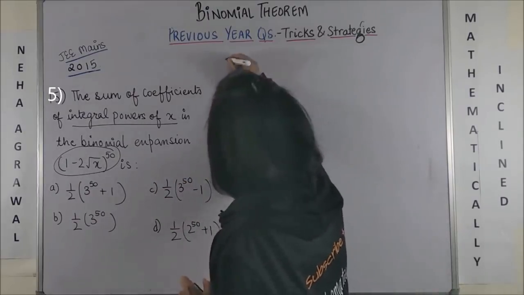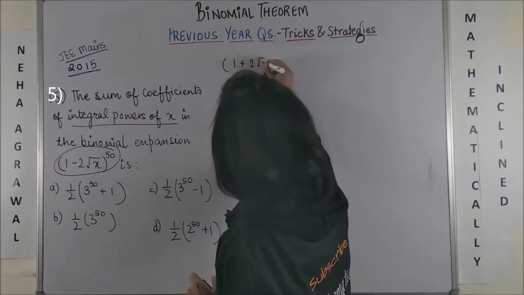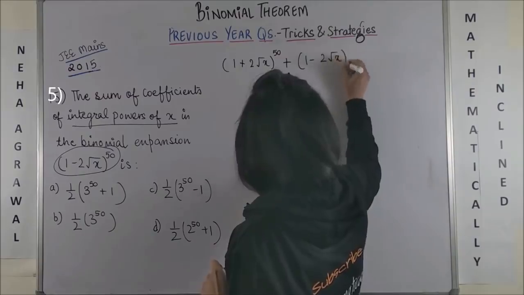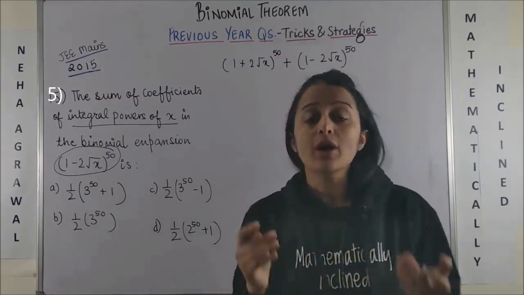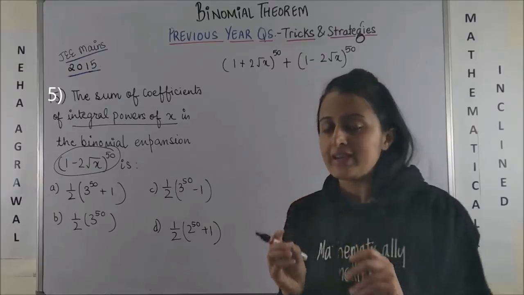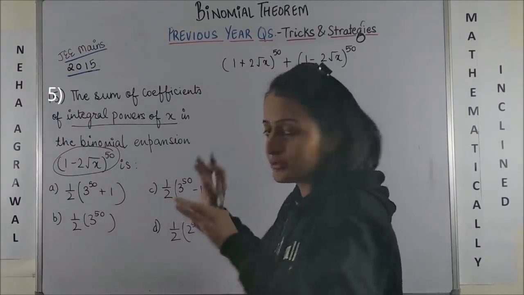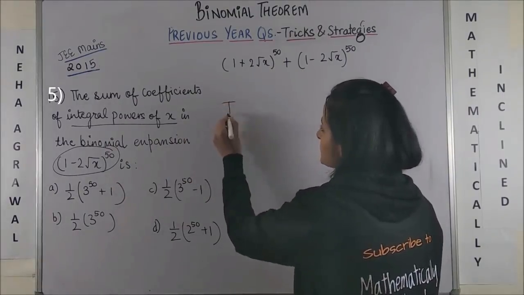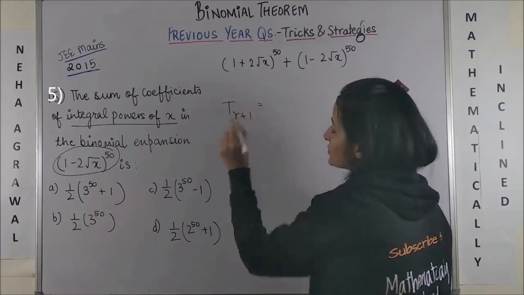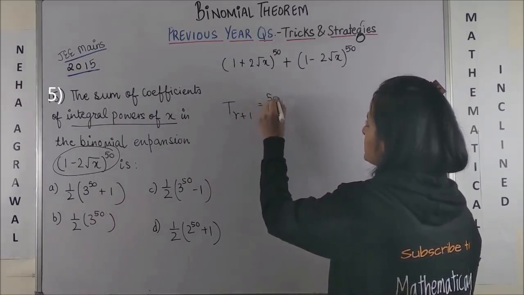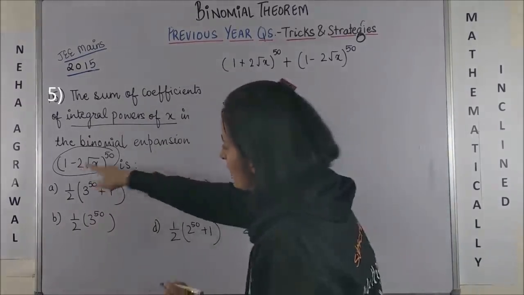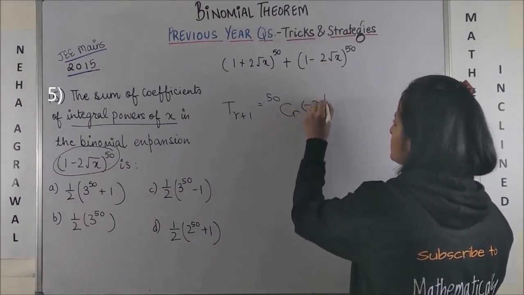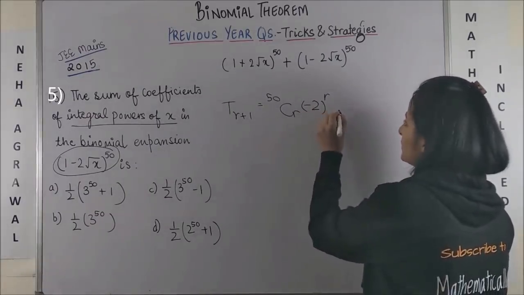So what we are planning to do in this question is 1 plus 2 root x raised to power 50 plus 1 minus 2 root x raised to power 50. Why are we going to add them up? Well, you would soon realize. Just to explain, you don't have to do all this in the paper. The general term for this is T r plus 1, which would be 50 C r, 1 raised to power n minus r, that's a 1, minus 2 raised to power r and root x raised to power r.